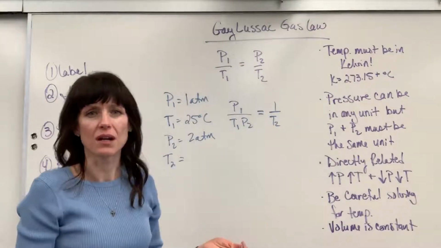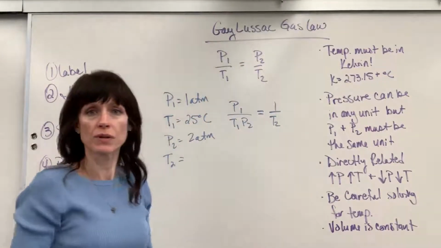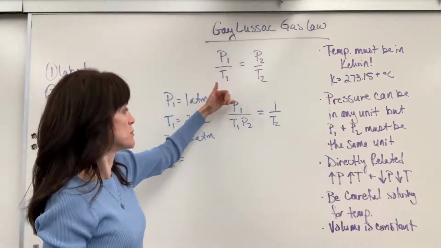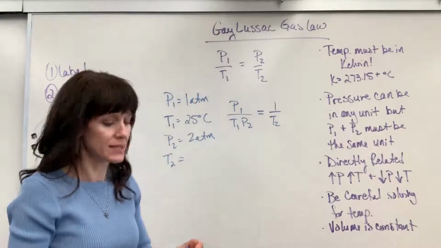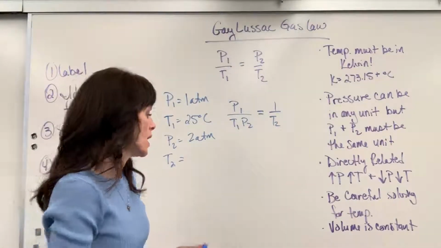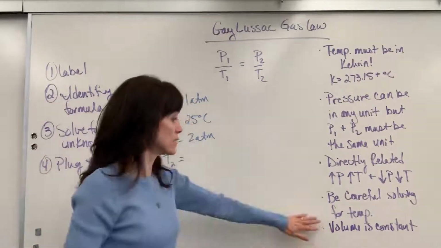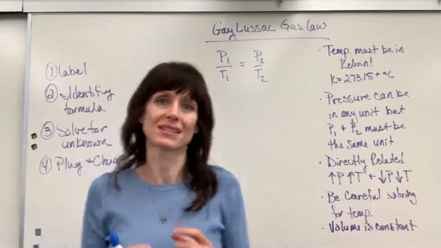So just be really careful solving for temperature. You could just reciprocate both of those and get T2 equals T1 times P2 divided by P1. Just flip both of them. So be careful. I see students make that mistake often. Lastly, for Gay Lussac's gas law, the volume is held constant. So volume is going to be constant, a fixed container.